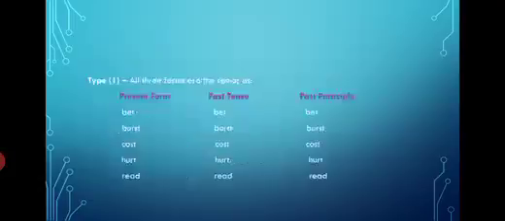Type 1, all three forms are the same. Let us see some examples. Present form, past form, past participle. In the first type: bet, bet, bet; bust, bust, bust; cost, cost, cost; hurt, hurt, hurt; read, read, read. All are the same in every form.